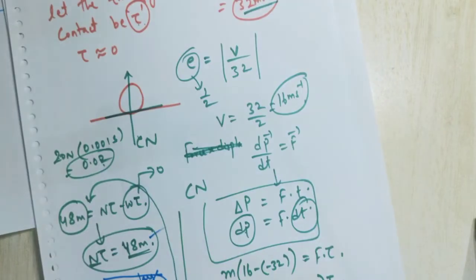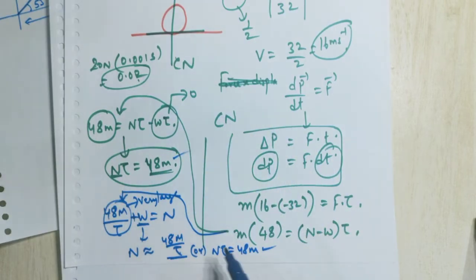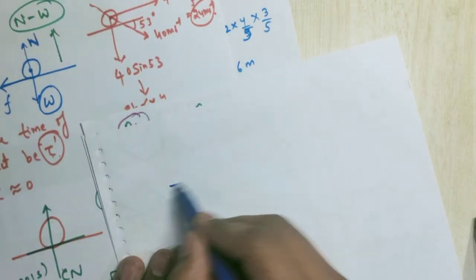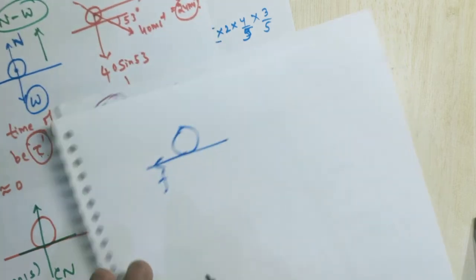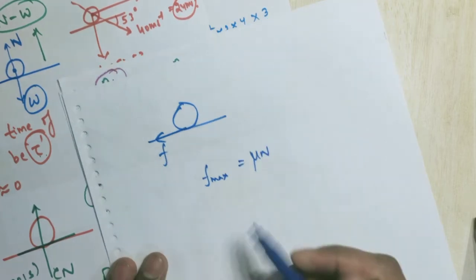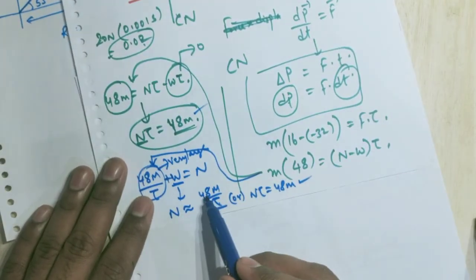Okay, next, so we have analyzed the forces along the common normal direction, and we got the normal reaction in terms of tau and m. Now let us analyze the forces along the common tangent direction. Along the common tangent direction, there is only one force acting in the opposite direction to the ball, that is frictional force. Now what is the maximum value of frictional force? That is equal to mu into N, and we already know the N value from our previous discussion. N is equal to 48 m by tau, so substitute that here.